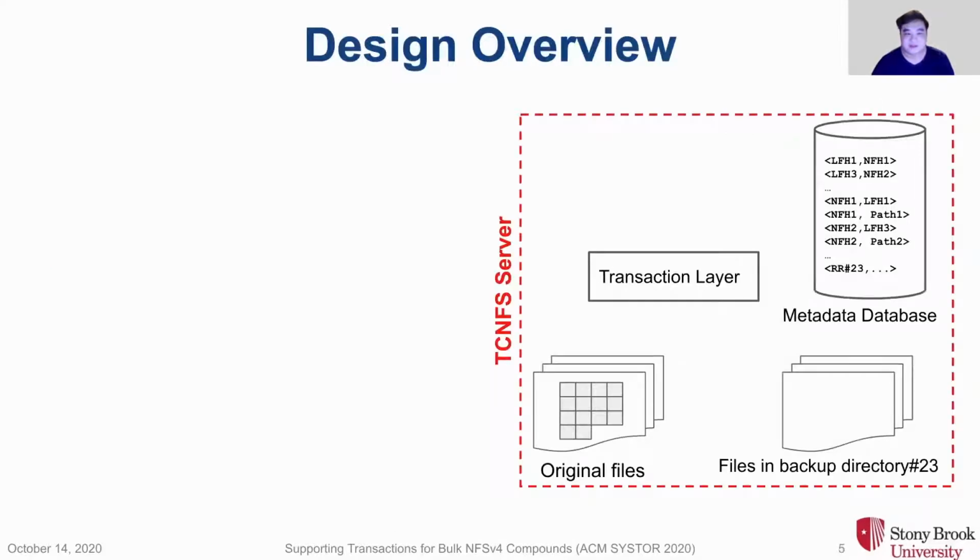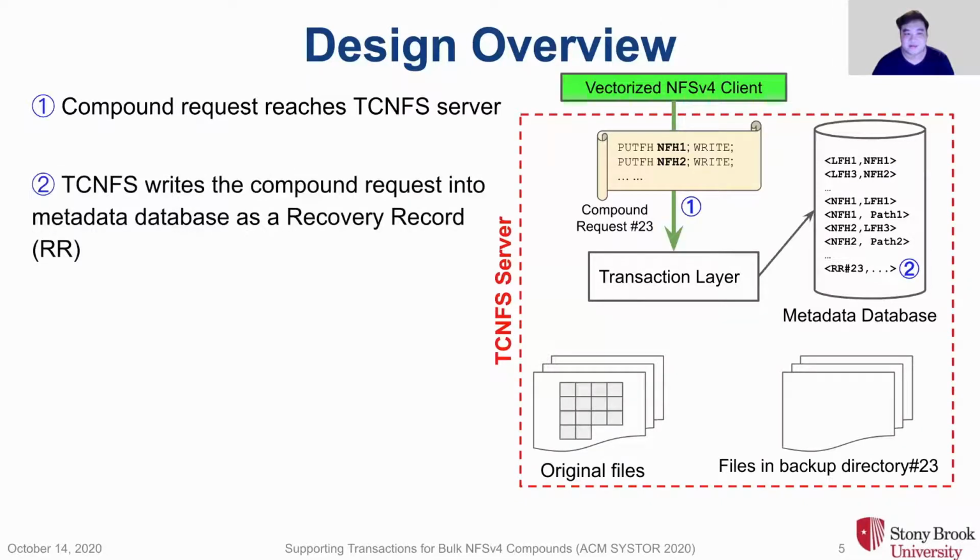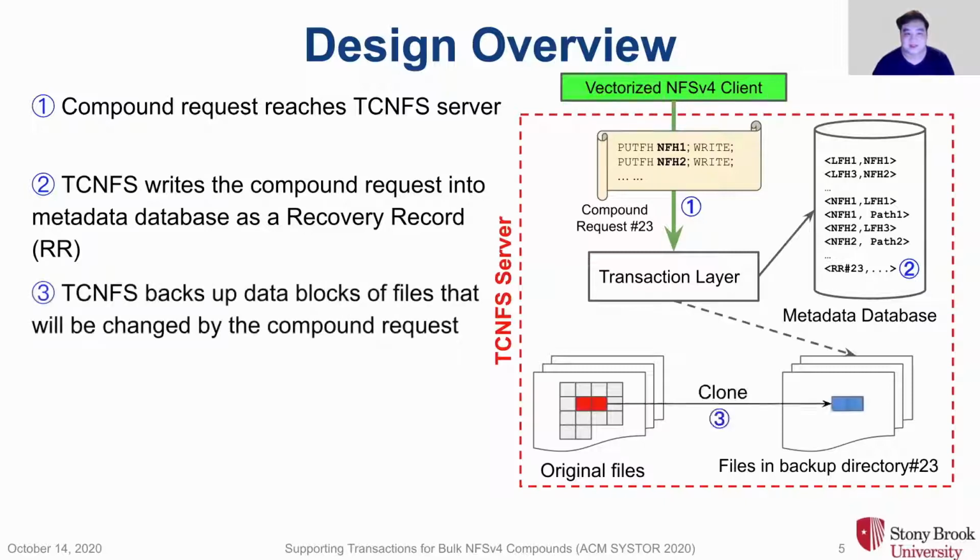Now I'll discuss the design and architecture of Tcnfs. First, we expect that the client is vectorized so that compounding would be fully utilized and transaction would make more sense. In our Tcnfs server, the transaction layer provides transaction semantic support for compound execution. When a compound request reaches the Tcnfs server, the transaction layer serializes and commits it into the transactional metadata database as a recovery record. Then it creates backups for the data blocks that will be changed by the compound.